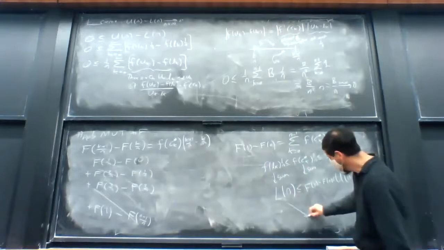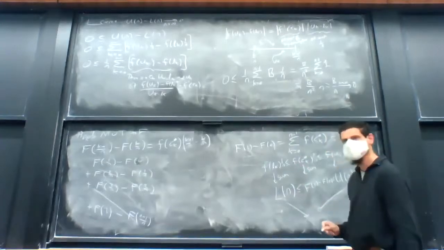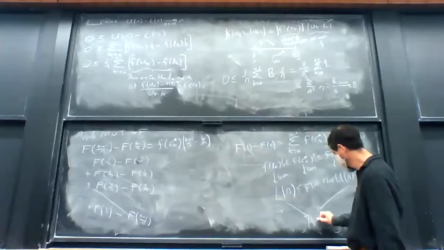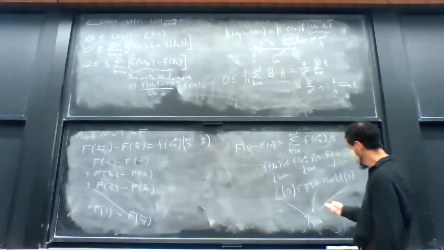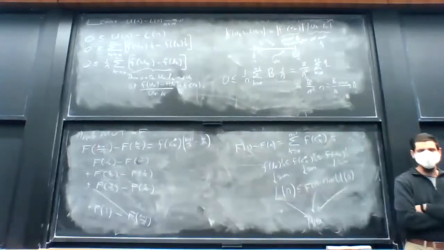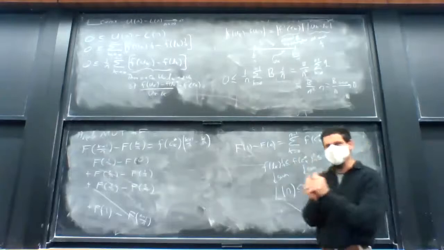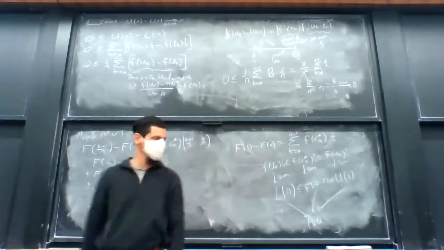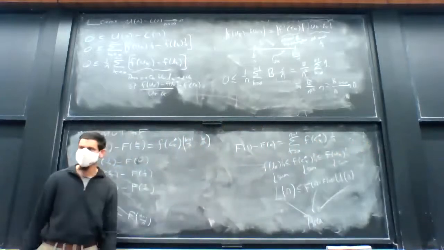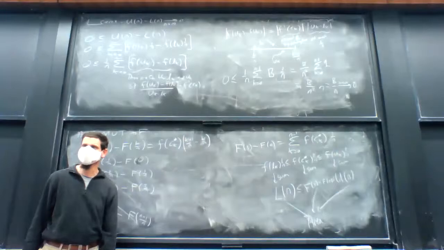What do the lower and the upper sum converge to? They converge to the area. Well, if this lives between the lower and the upper sum, and the lower and the upper sums converge to the area, what's the only thing that F of 1 minus F of 0 can be? And here's the fundamental theorem of calculus.